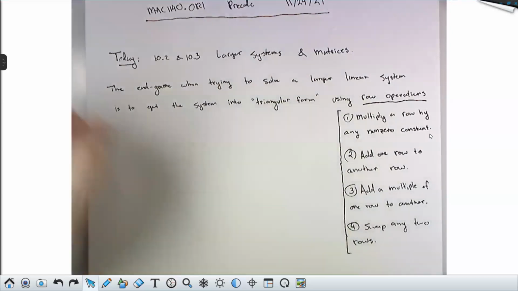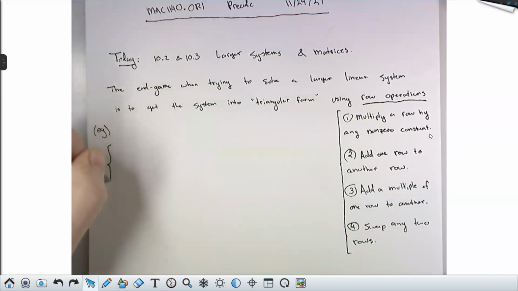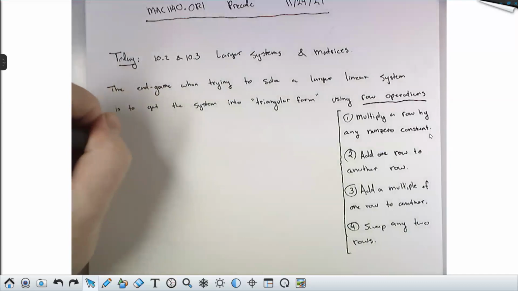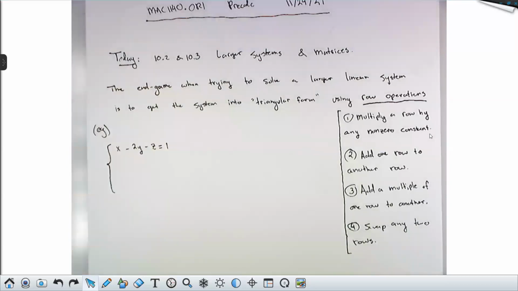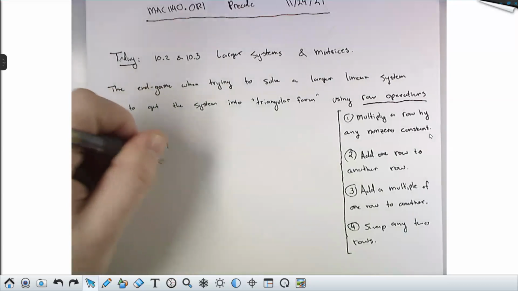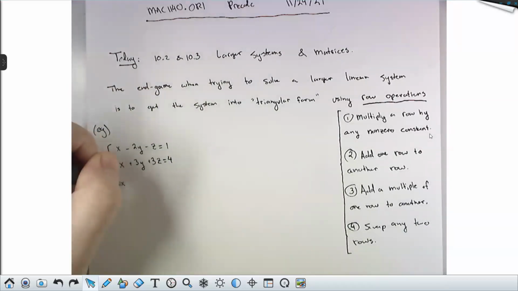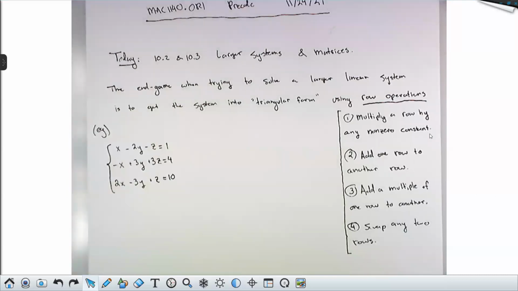So let me show you here a system. We're not going to run through the procedure right now. I'm just going to show you that system in its original form and that same system in triangular form. So let's consider x minus 2y minus z equals 1. This is going to be a 3x3. Negative x plus 3y plus 3z equals 4. And 2x minus 3y plus z equals 10. So here's the original system.